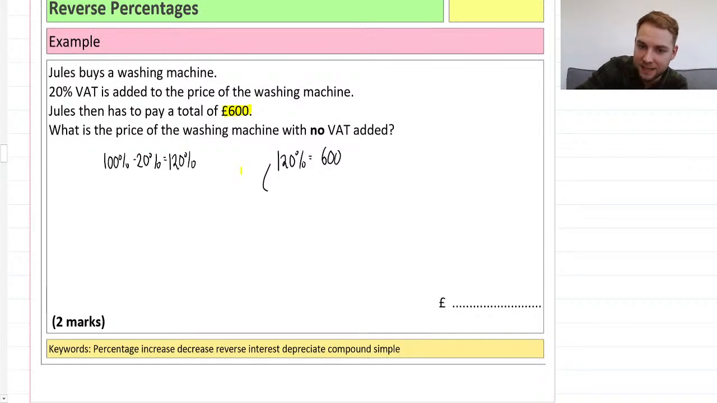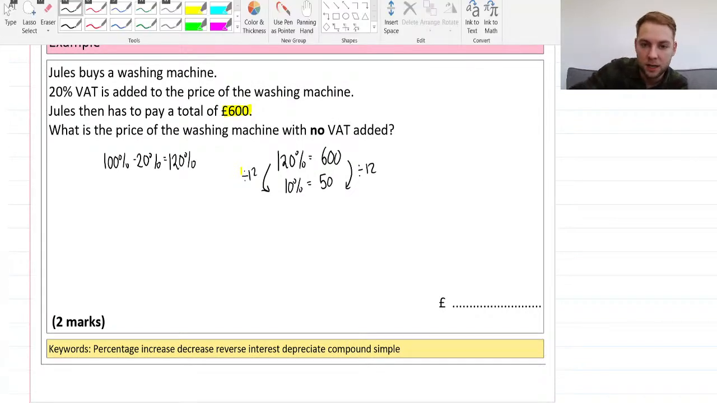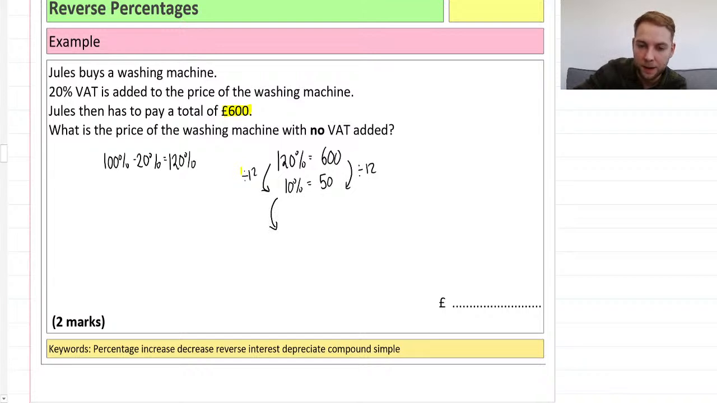So to find 10%, I need to divide by 12. 120 divided by 12 is 10%. 600 divided by 12 is 50. You could do that on the side if you wanted to. How many times is 12 going into 60, into 600? And then the last little part is we need to get 100% by timesing by 10. 10% times by 10 is equal to 100%. 50 times by 10 is equal to 500. 500 there. Super.